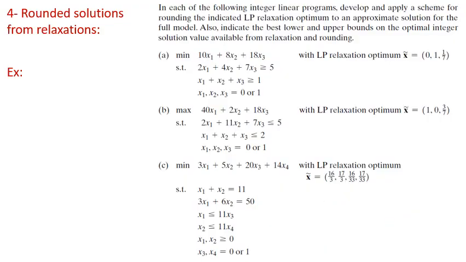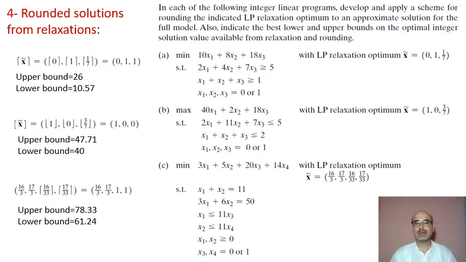For this last use of relaxations, let's consider this example. Please take your time to work on this example. There are three models here, and for each one of them, the LP relaxation optimum solutions are also provided. Now the question is, calculate lower bounds and upper bounds for each one of these problems. In order to obtain the bounds, use the relaxation optimum solutions or use solutions that you obtain by rounding the fractional values of decision variables up or down. Please spend some time on each one of these questions, and the answer will be provided in the next slide.